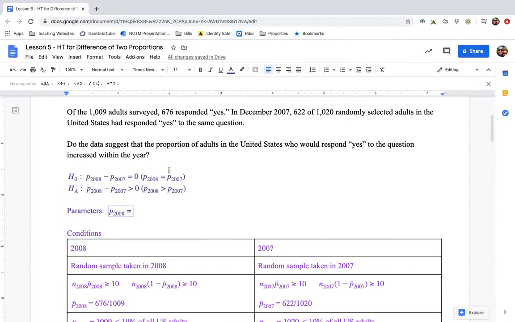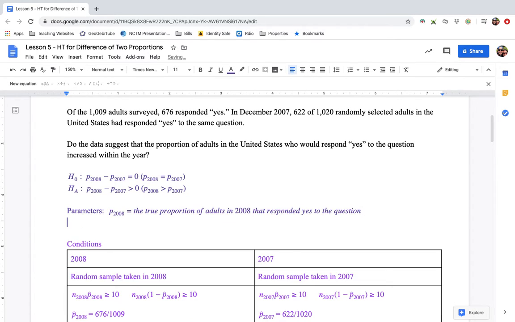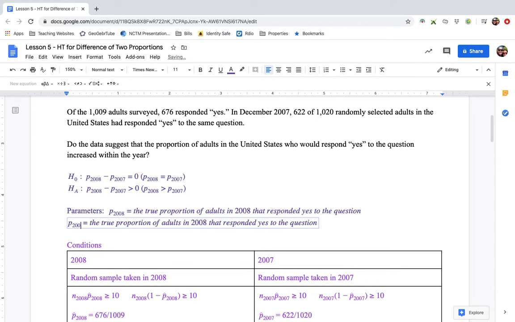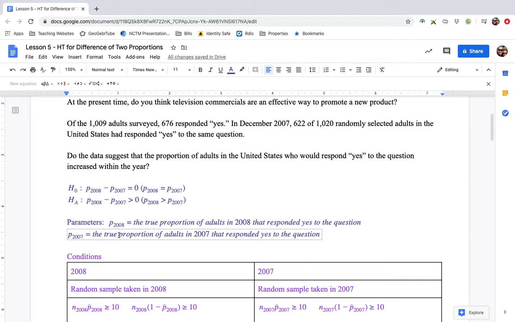So p in 2008, what are we asking about? We're asking about the true proportion of adults in 2008 that responded yes to the question. And then p 2007 is the same sort of definition, except we have a different year. We have to define what those are to make sure our notation is clear and we're communicating what we're talking about. So the context must be there. You have to say how they responded, because if you were talking about no's, then this would be a different story. So this is fine for a definition, and it's the true proportion we're interested in.